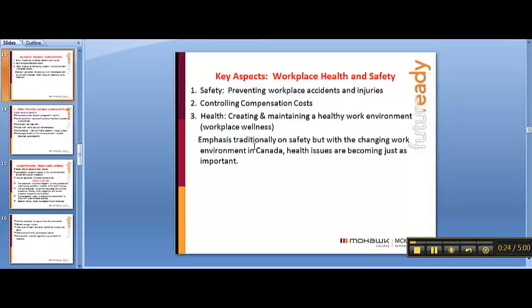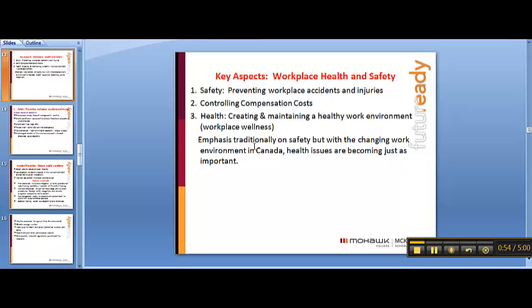First of all, the whole concept of safety itself, which is mostly about preventing workplace accidents and injuries. We also want to talk about controlling the cost of health and safety and workplace accidents, because when people are in accidents, guess what? They're off work, right? And we also want to talk about workplace health, meaning creating and maintaining a healthy work environment. So this is all tied up with the concept of workplace wellness.